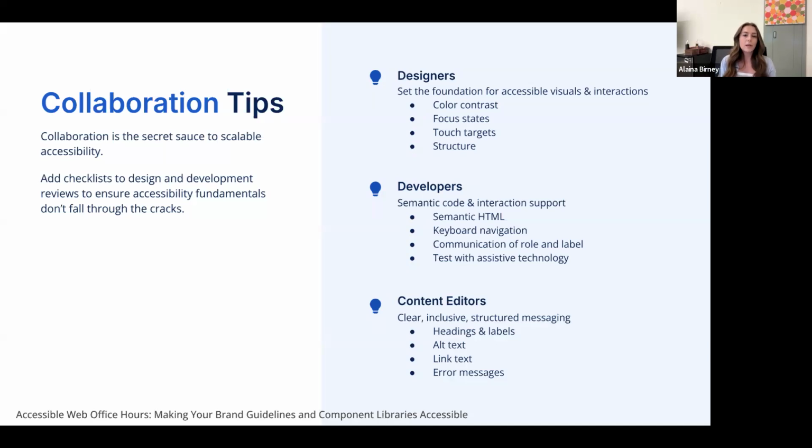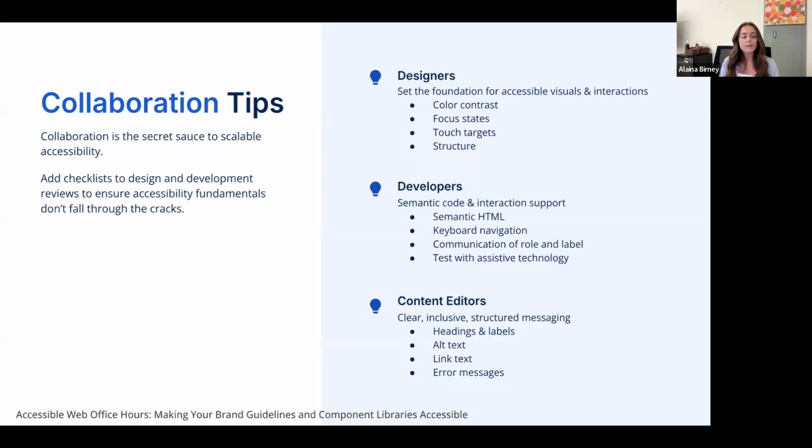Developers can ensure that semantic code is being used and recommended keyboard interactions are being supported. This can be done through using semantic HTML, ensuring expected keyboard navigation, ensuring components properly communicate their role and label. And on top of all of this, they can test with assistive technology. This might be some quality assurance team or a different team than the developers, depending on your organizational structure, but it is important to test these components before they're deployed.